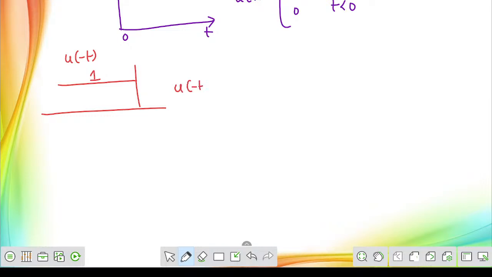Its corresponding definition, u of minus t, we very well know, is defined as 1 when the value of t is less than 0, and it is defined as 0 when the value of t is greater than 0. This is how we are defining the signal u of minus t. Understand, sir? So this is all about the step signal.